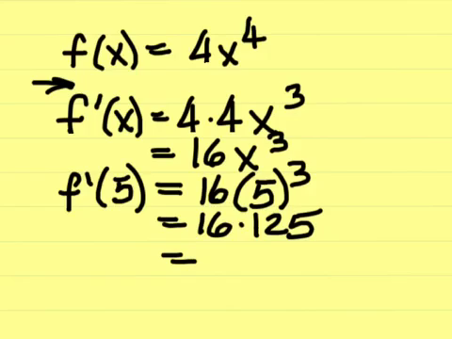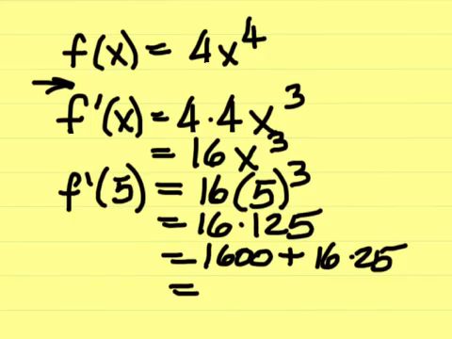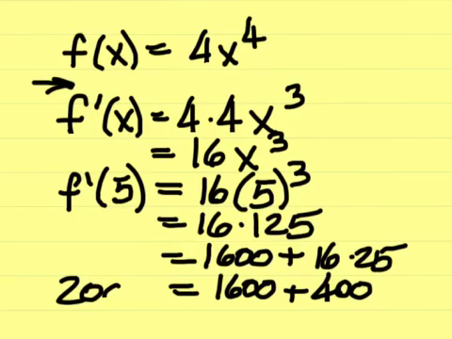Without a calculator, that would be the same thing as 1600 plus 16 times 25. So 1600 plus, let's see, 4 of them. What is that? 400. So the final answer would be 2000.